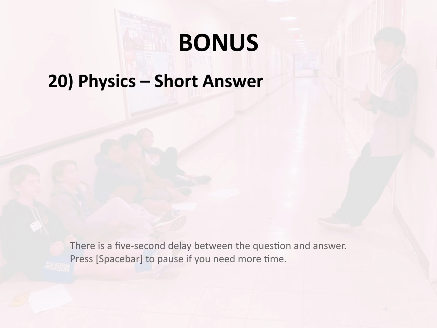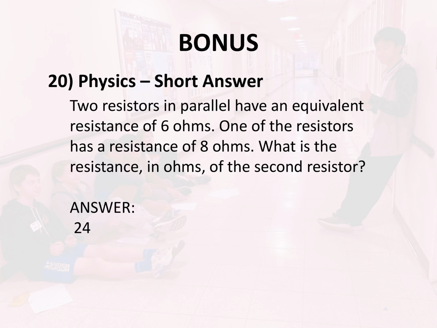Bonus 20. Physics, short answer. Two resistors in parallel have an equivalent resistance of 6 ohms. One of the resistors has a resistance of 8 ohms. What is the resistance, in ohms, of the second resistor? Answer: 24.